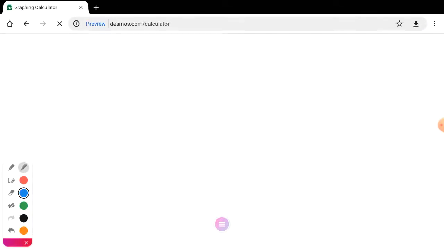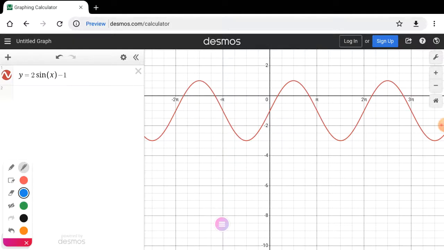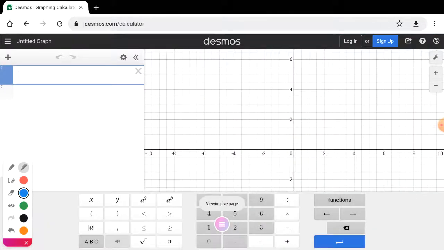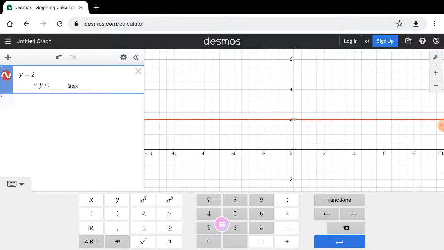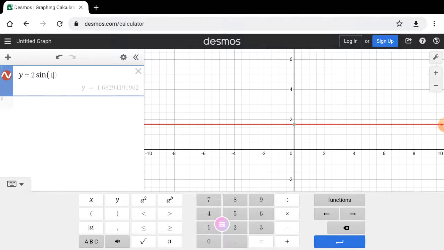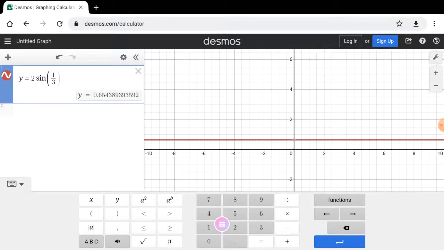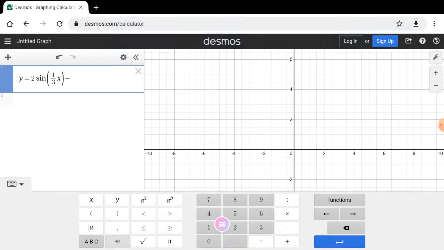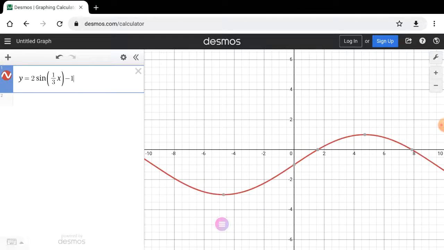So we have our equation, it's going to give us our graph, and we're going to visually decide where the midline is. I'm going to have to draw that again, but that's fine. Where is the midline? It went away. Okay, let's retype it. So y is equal to 2 sine of 1/3 x minus 1. Okay, so now we have our function.